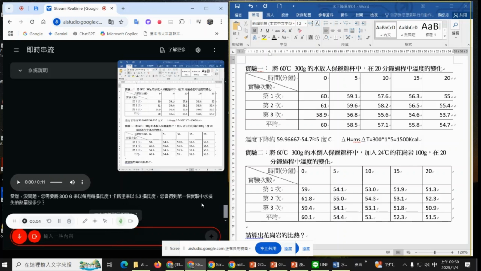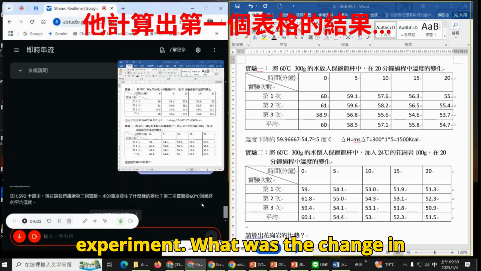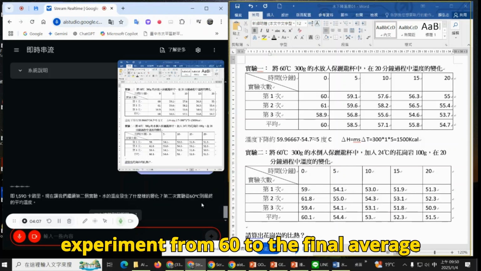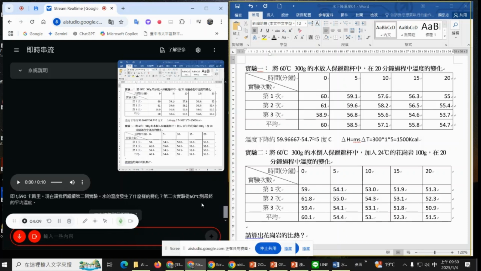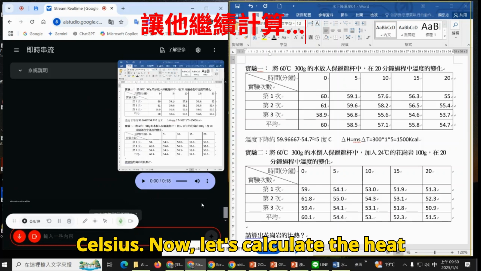所以这样算出来是多少呢？That is 1,590 calories. Now let's move on to the second experiment. What was the change in temperature of the water in the second experiment from 60 to the final average temperature? 好，所以接下来呢？The change in temperature was 8.5 degrees Celsius.